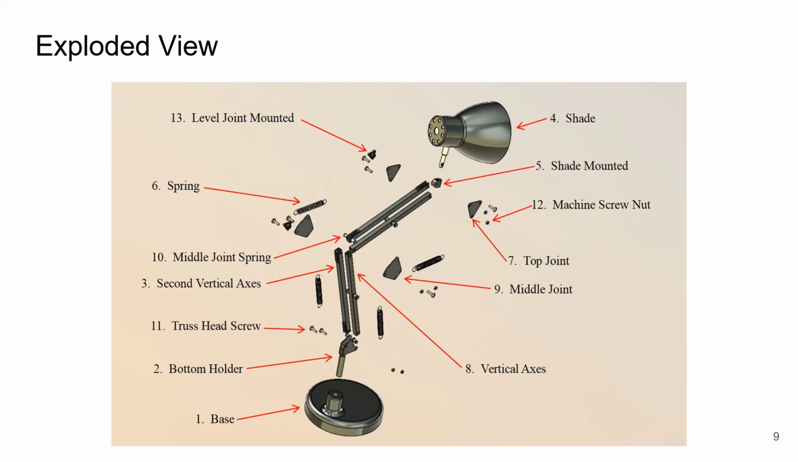This is the exploded view of the table lamp. All the parts are labeled, and those repeated parts are labeled only once. The order refers to the BOM. One thing to notice is the middle joint spring is in a dumbbell shape, which is extremely hard to be inserted in that slot. Further improvement is necessary.